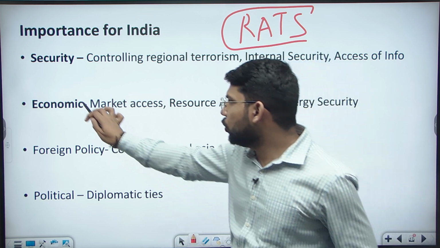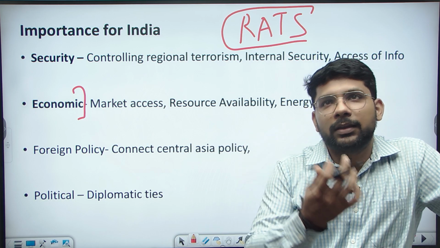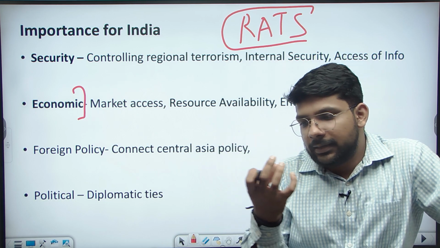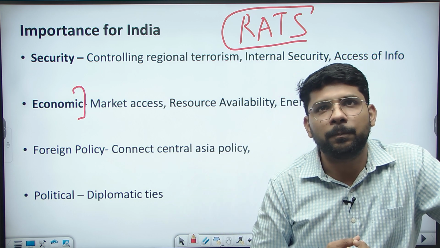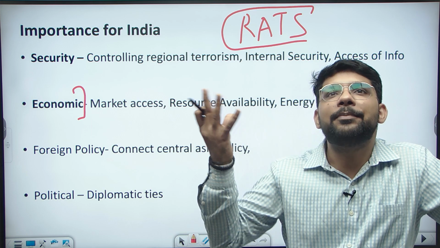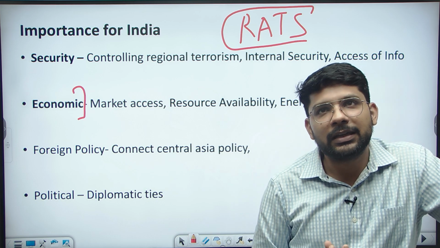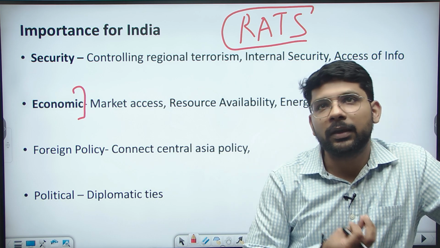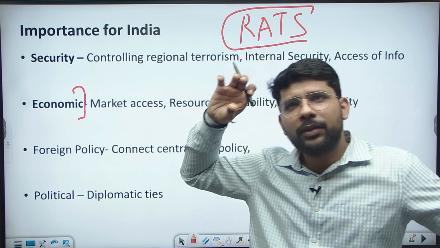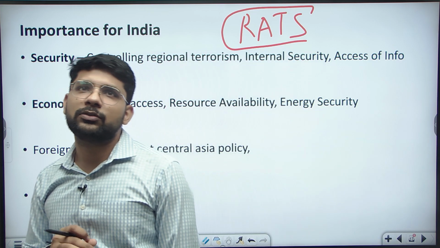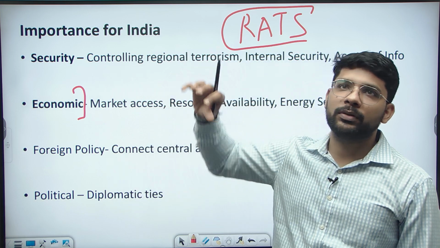Second, in the case of the economy, the first point is market access. China and India are the most highly populated countries in the world. India is now number 1 and China is number 2, and so they have a huge market. India can have market access in the Central Asian countries, in China, and even in Russia. So these countries provide very good market access through this organization, and it plays a very important role for India.